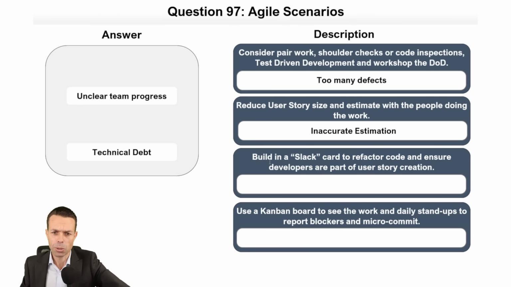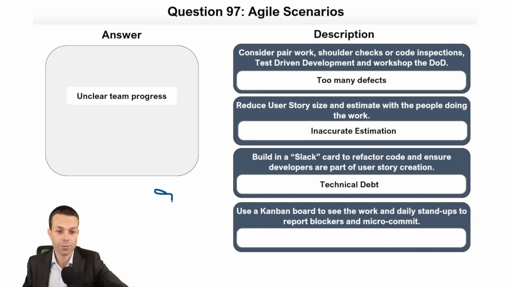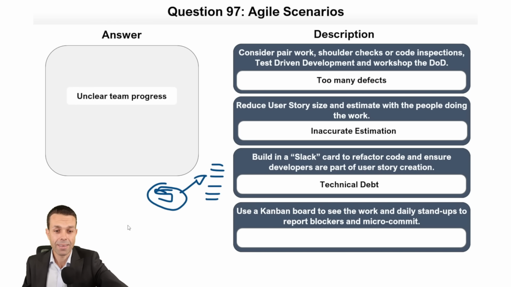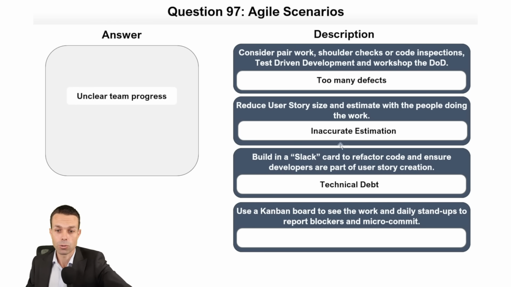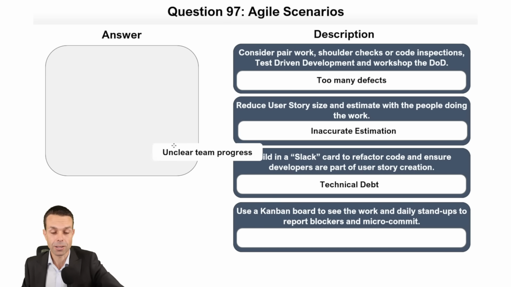These are tricky. Build in a slack card to refactor code and ensure developers are part of user story creation. That's when we have technical debt. So we can build in a slack card, which is just a card. Maybe it has 5 points, and that card goes into the sprint backlog, and it takes up that velocity so that we're not using it on other work. And then we can use that time to refactor the code and to improve the code to make it better for the future.